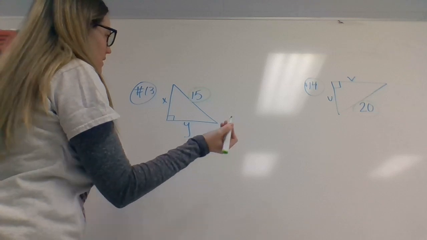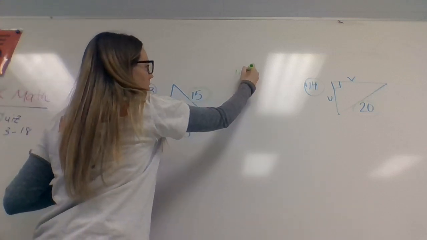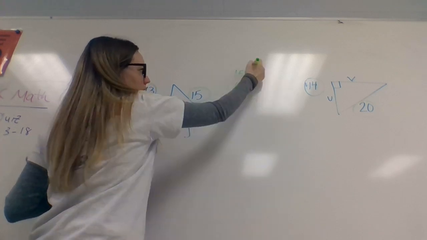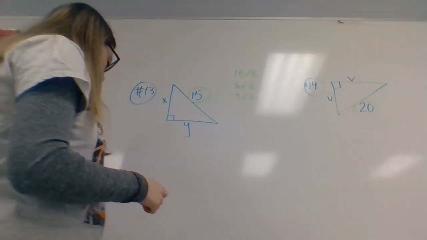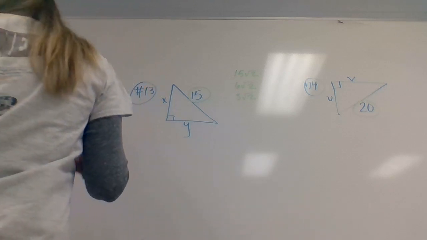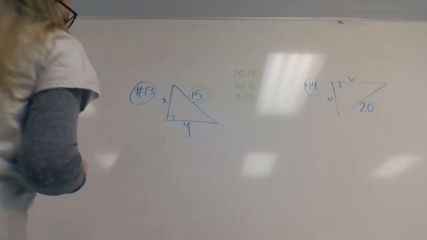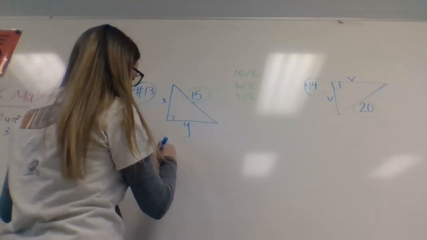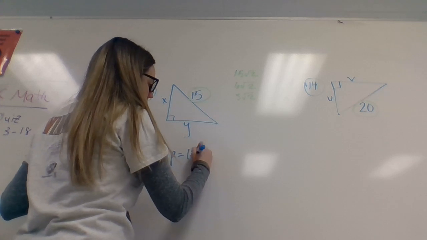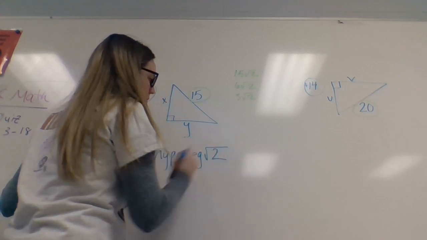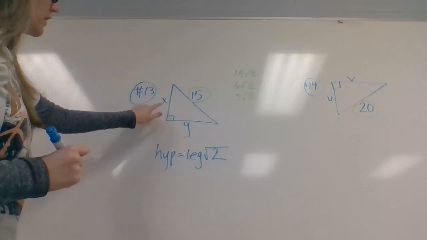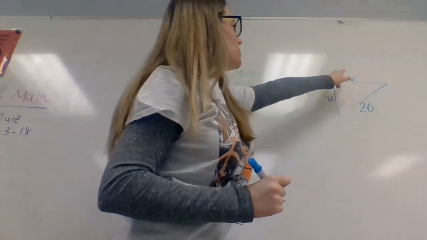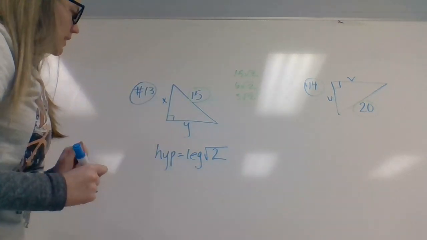And we are used to seeing, for example, 15 root 2 or 6 root 2, 3 root 2. We're used to seeing that root 2 after it, but in this case, we just don't have those. So we need to still figure that out. And the way we do that is, if we remember, our hypotenuse equals a leg times root 2. And that's what we're looking for here. In this case, we're looking for x and y. And over here for number 14, we're looking for u and v. We're looking for those legs.